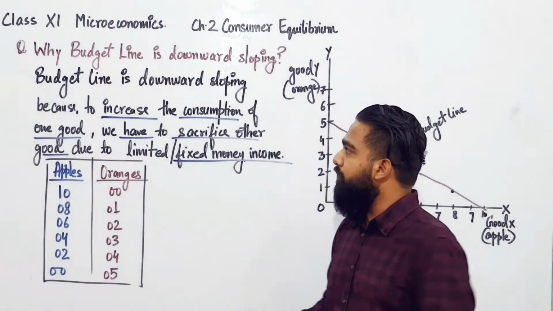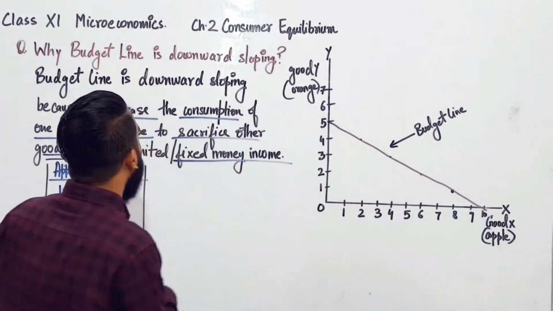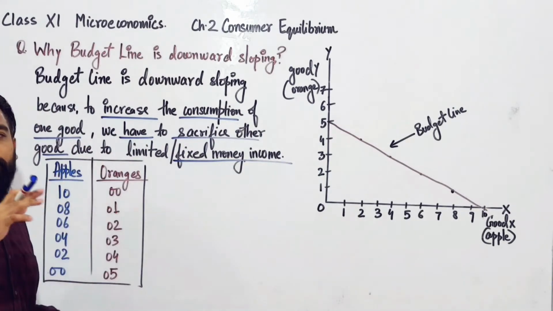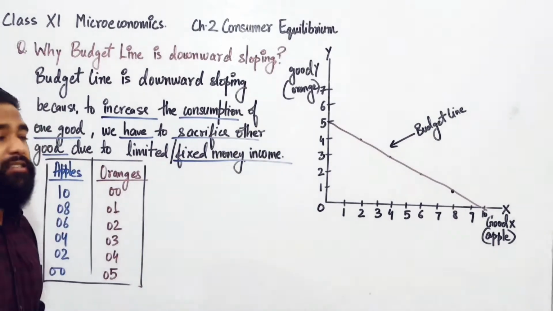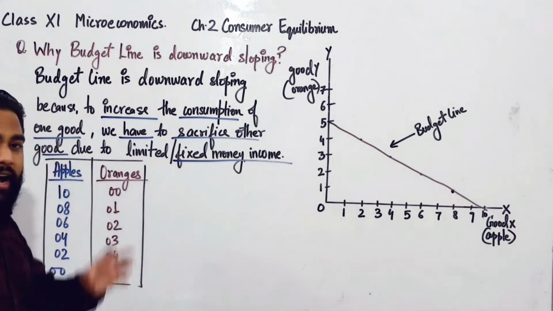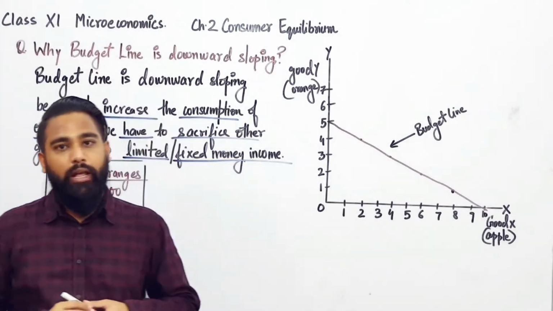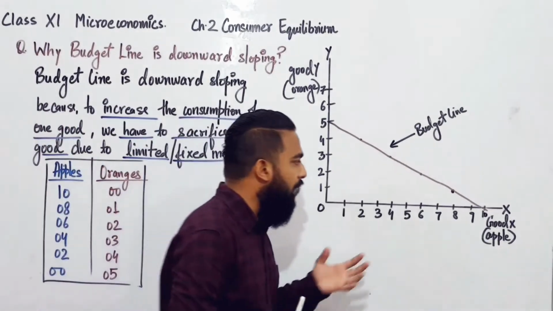So the main reason why the budget line is downward sloping is because to increase the consumption of one good, we need to sacrifice the other good. Why? Due to the limited or fixed money income. I hope you all have understood.